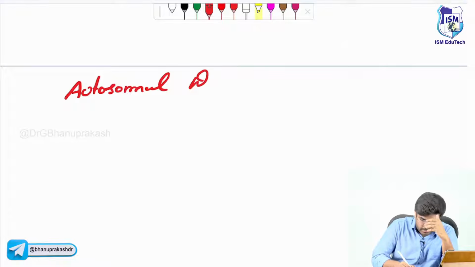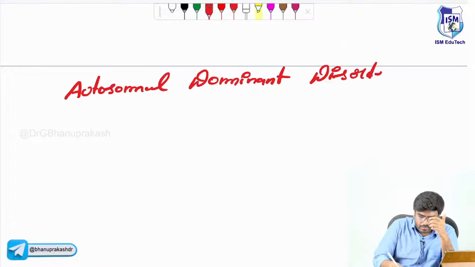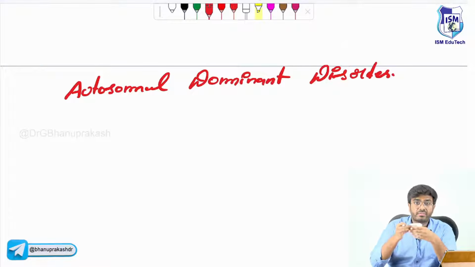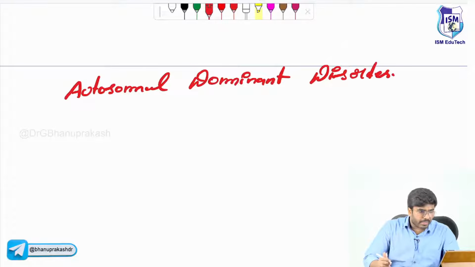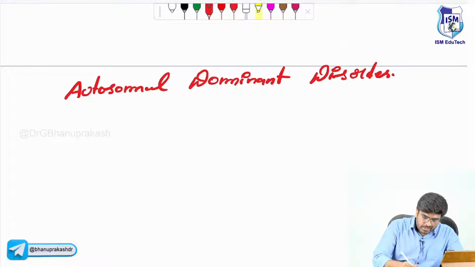Autosomal dominant disorders. What are the examples of autosomal dominant disorders? One thing you already know: the autosomal dominant disorders show incomplete penetrance and variable expressivity. Well and good. Now, what are the examples? Any idea, guys? What are the examples of autosomal dominant disorders?